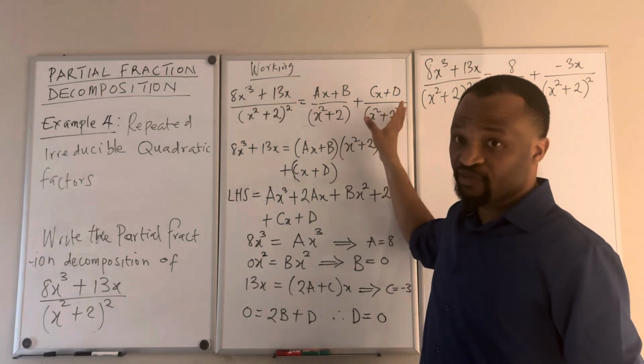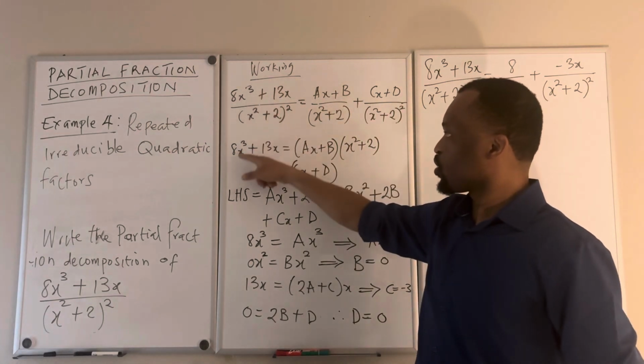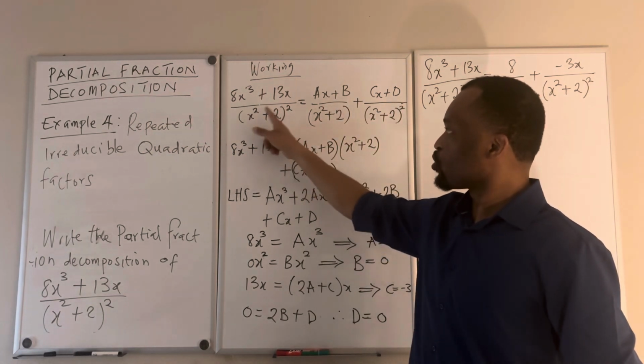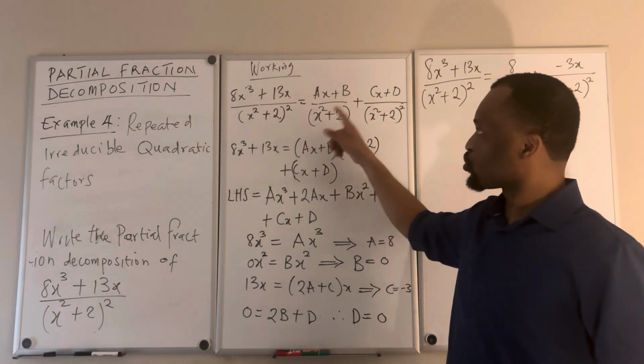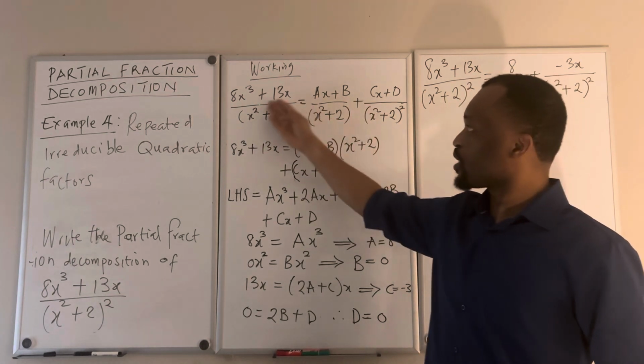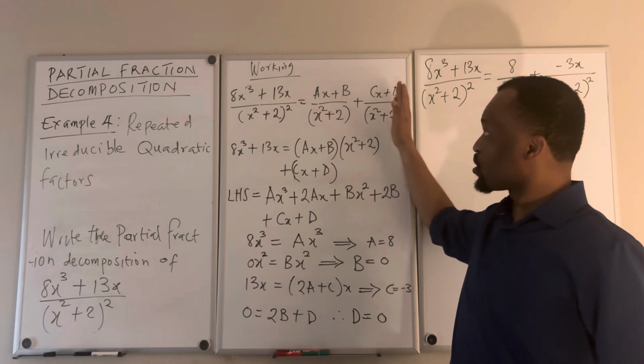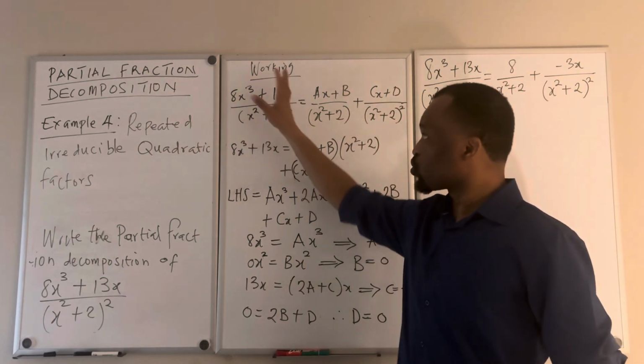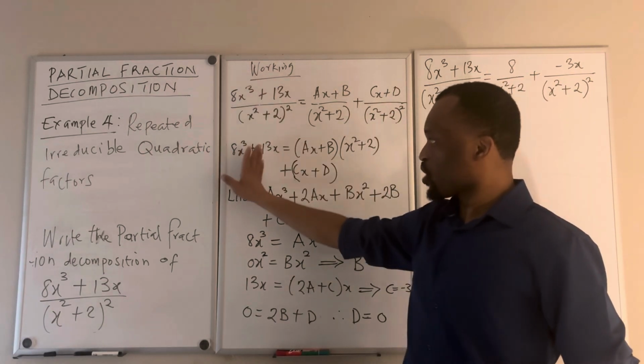Multiply the right or the left with the left hand side, and we would have this expression. We also multiply x raised to power 2 plus 2 with the left hand side, and we have this expression.